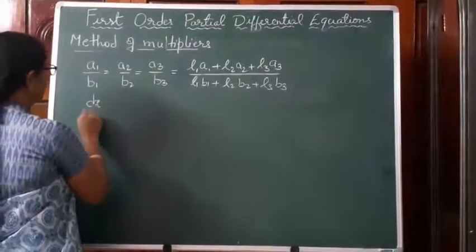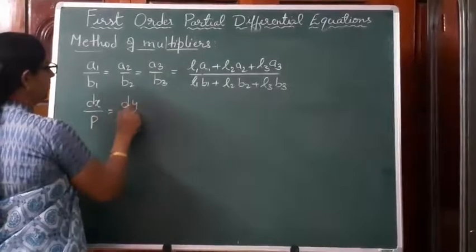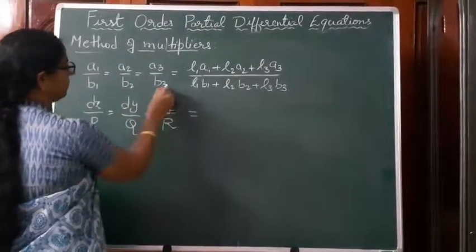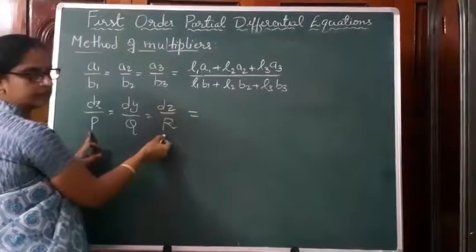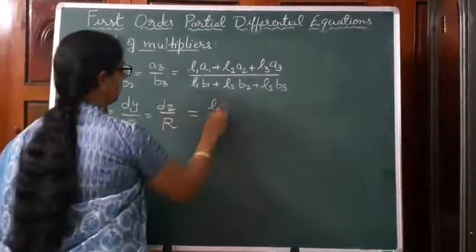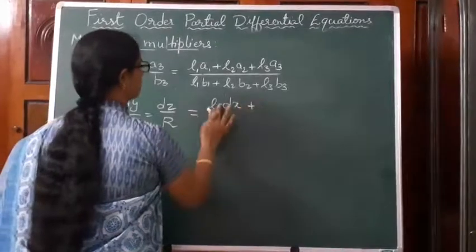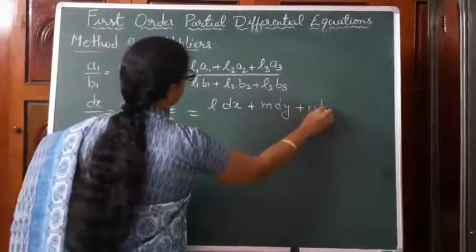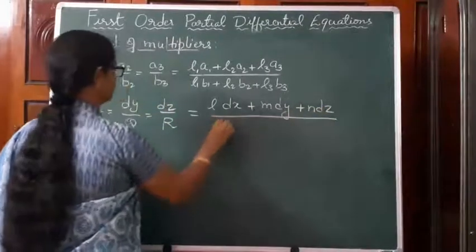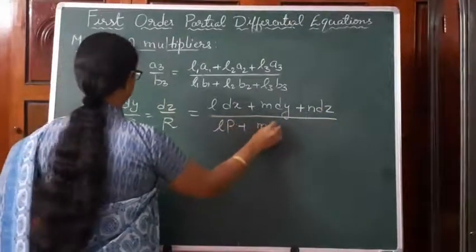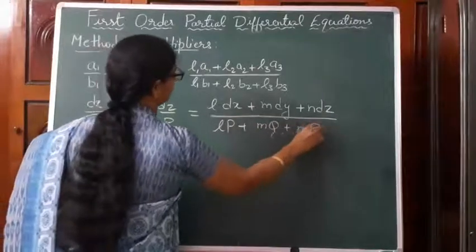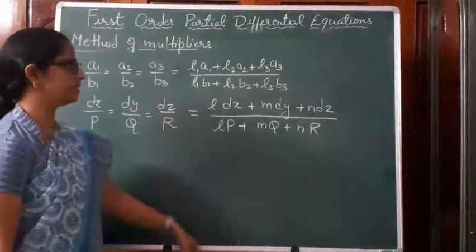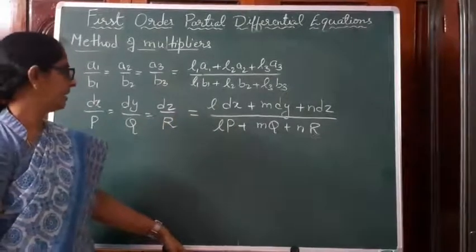dx by P is equal to dy by Q is equal to dz by R. Basing on this elementary fact, we can write this ratio as (l dx + m dy + n dz) / (l P + m Q + n R), where l, m, n are multipliers. This holds for any values of l, m and n. You can take any integer values of l, m and n.